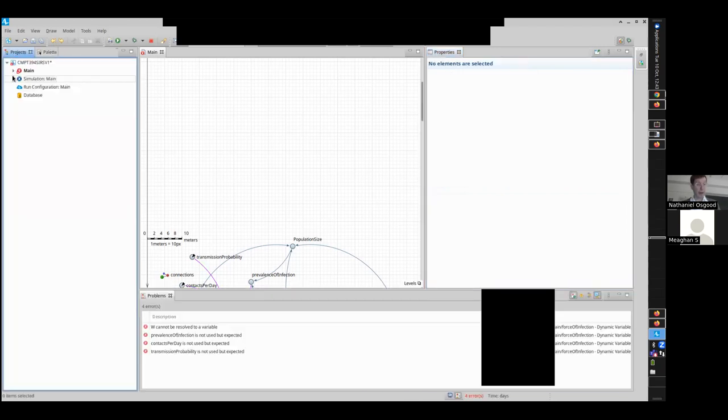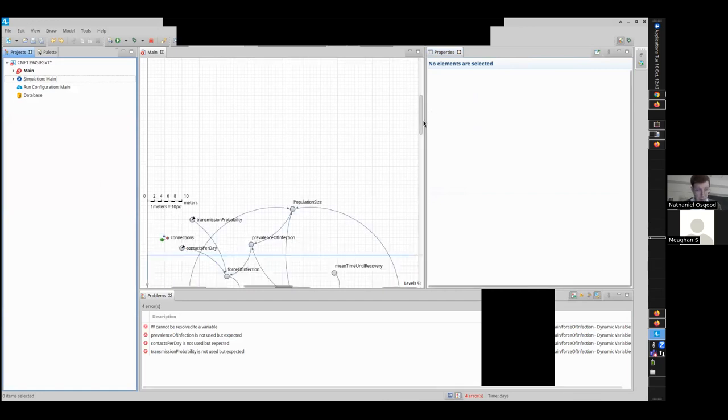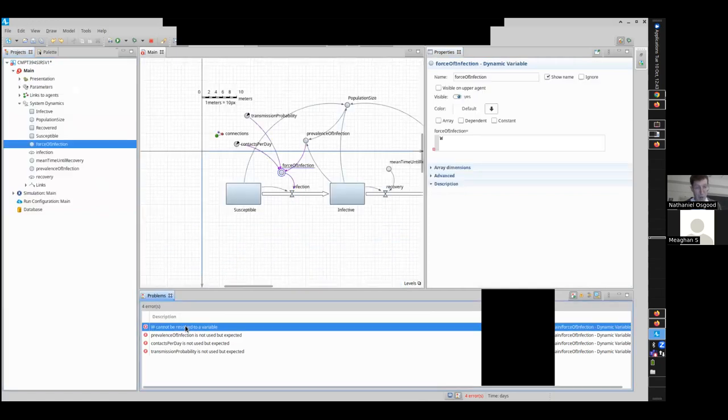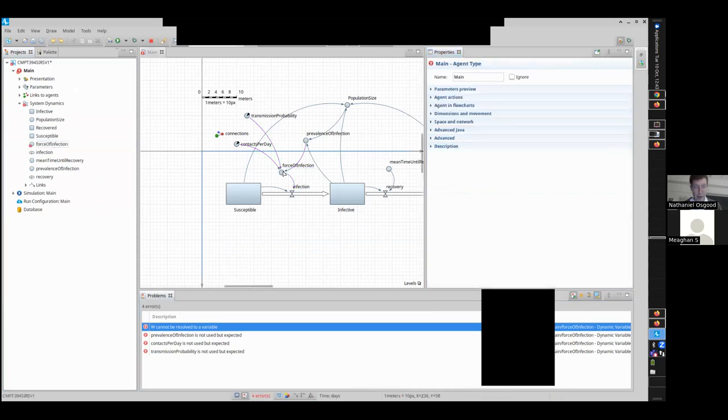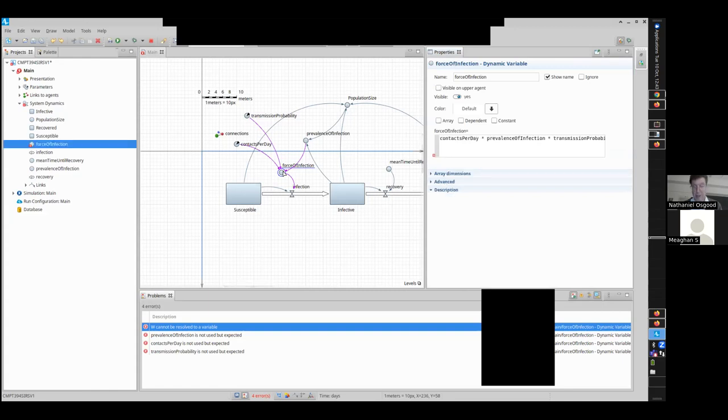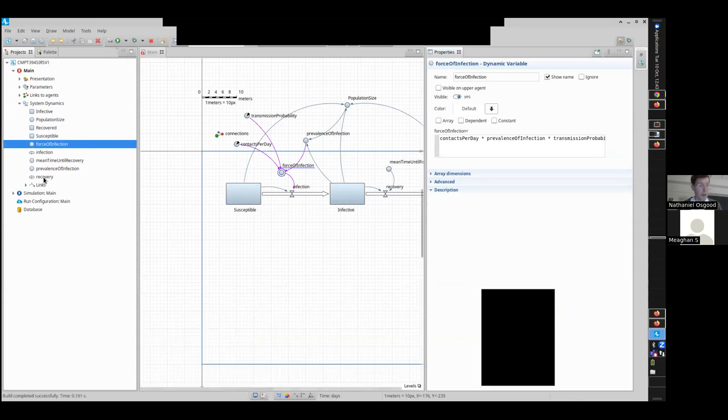Build it, and then run it. Okay, what did I mistype? W cannot be resolved to a variable. Oh my goodness. I must have accidentally done a wrong key press or something. There we go. Okay, sorry about that. So it's happy.